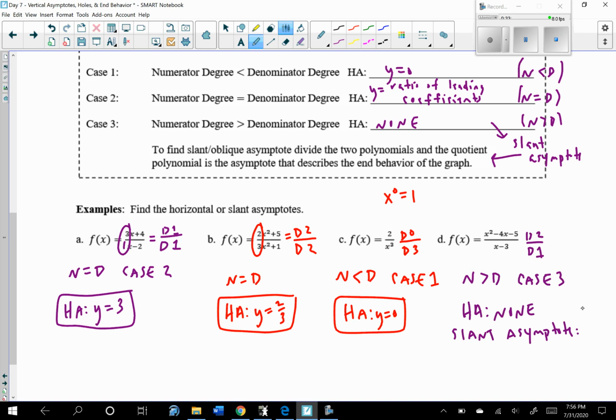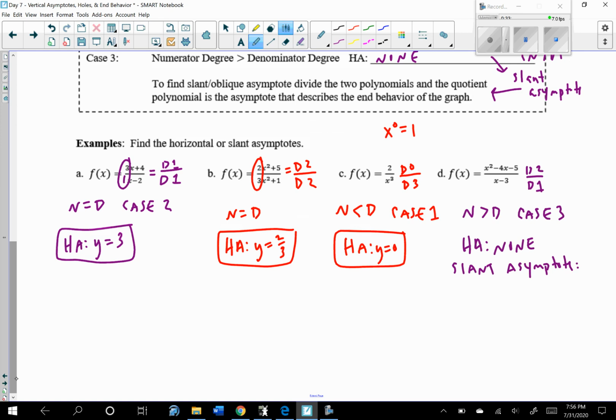So how do I figure out where that slant asymptote is? I actually use long division or synthetic division. So remember, we can use synthetic division if we're dividing by a linear binomial. Binomial means 2 terms. It's linear because it's to the first power. And so that means that, remember, the number that makes it 0 goes in the box. So x minus 3 equals 0, so x equals 3 goes here.